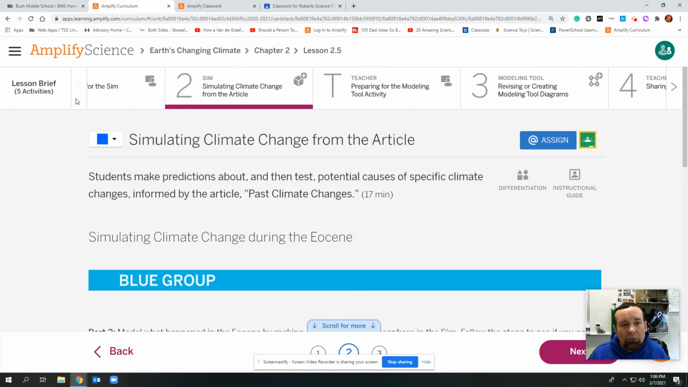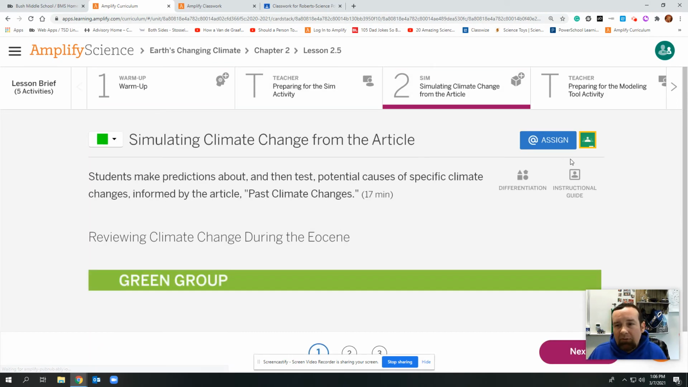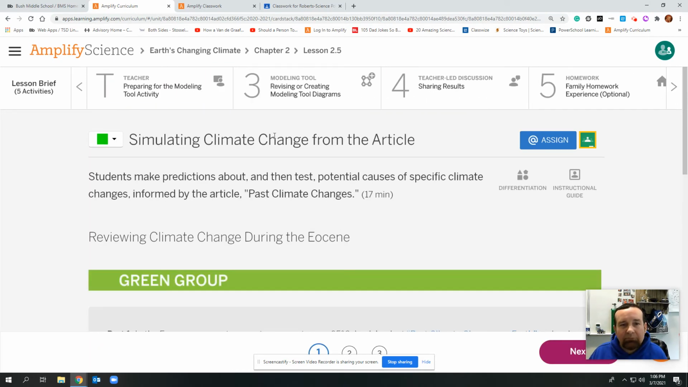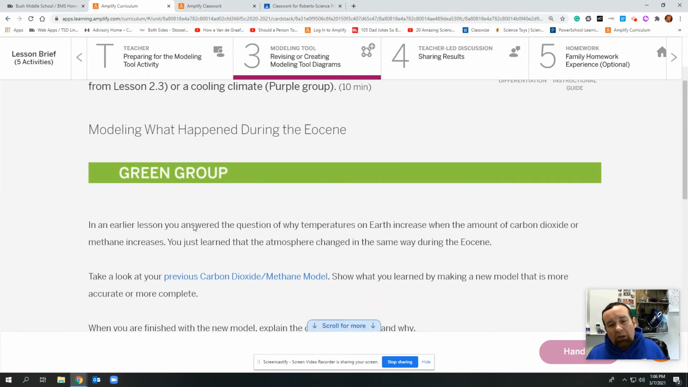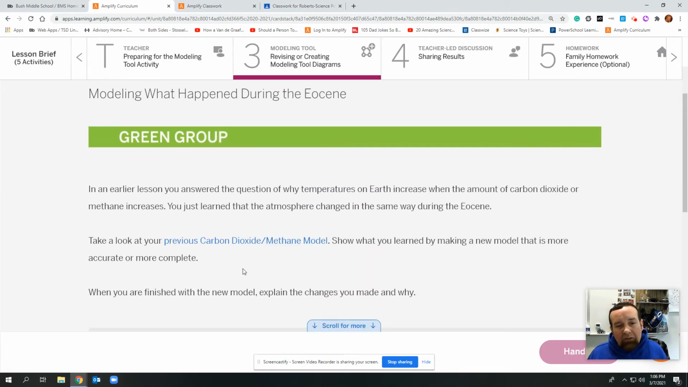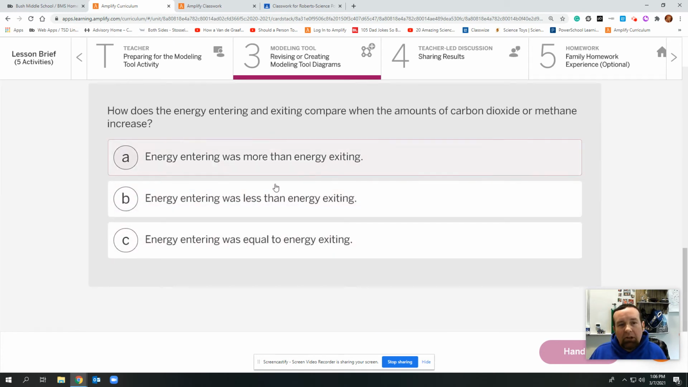So you're going to do part one, the warm-up. You're going to do the sim investigation. And then when you get to here, you're going to do the modeling tool. Now the modeling tool here, again, is based on your previous models that you've made. And you're going to have a chance to explain your thinking and all of that.